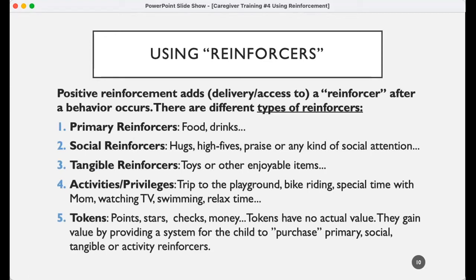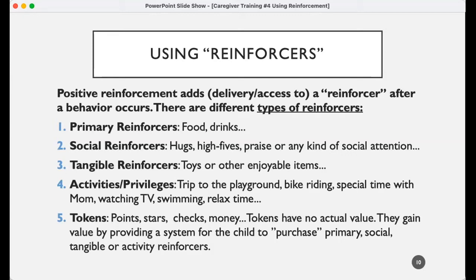There's different types of reinforcers. Primary reinforcers are things like food and drink. We need those to survive. Social reinforcers, such as hugs, high fives, giving praise, or any kind of social attention. Tangible reinforcers are things that we can touch and hold, such as toys or other enjoyable items.